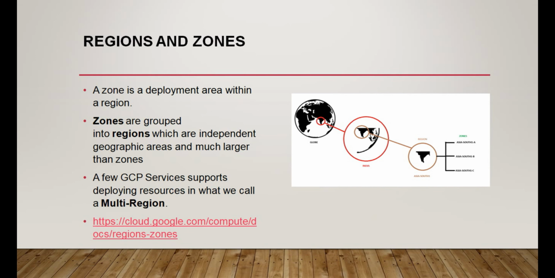Regions and zones. You can find the regions and zones covered by GCP from this link, which gets updated as soon as they procure another region. So, what is a zone? It is an area where Google Cloud Platform resources like virtual machines or storage are deployed. So a zone is a deployment area within a region. And then zones are grouped into regions, which are independent geographic areas and much larger than zones. For example, all zones shown here are grouped into a single region, Asia South 1.